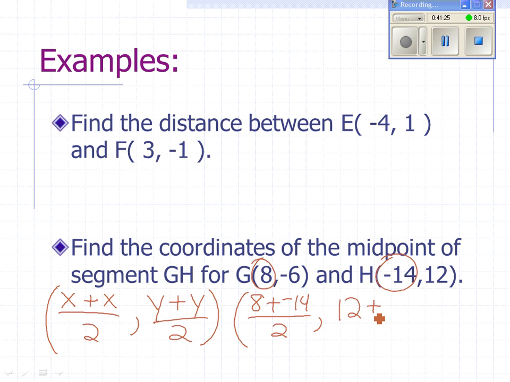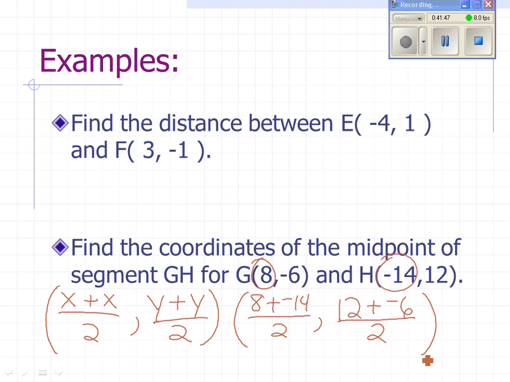Now again, Kaylee switched them around to what Sierra told us, right? Does that matter? It's not going to make any difference in this. With the slope formula, that would matter. With distance and midpoint formula, it doesn't make any difference.